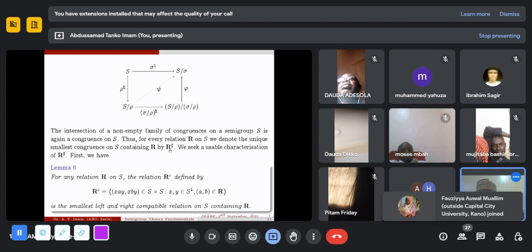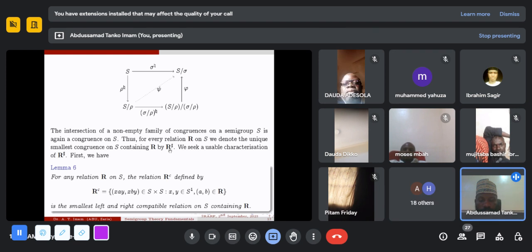But you see, this definition is not a usable form of a definition. One cannot apply it. In application, it doesn't help. So we require a more practical characterization, one that can be used in application. And in fact, this is what we are going to see: how we can characterize this R sharp, the smallest congruence on a semigroup containing a given relation R. And so for that, we just have to do this construction for a relation R on S.